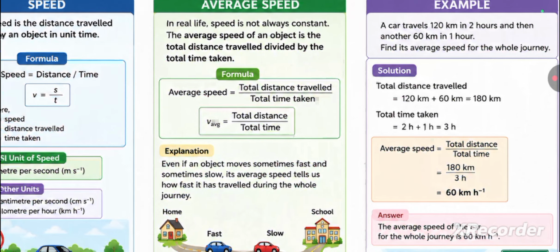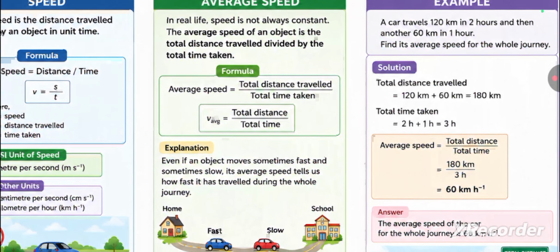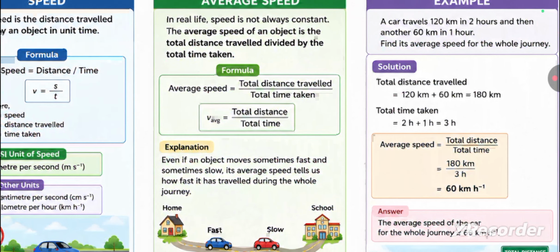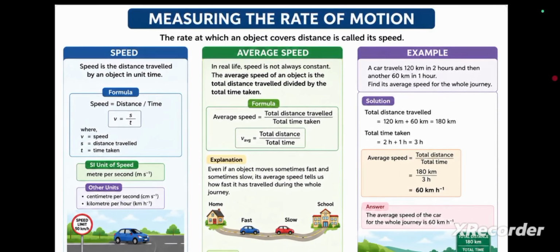Now, we have to write the formula of average speed. So average speed is equal to total distance by total time. That is equal to 180 by 3 hours. That is equal to 60 kilometers per hour. So the answer is, the average speed of the car for the whole journey is 60 kilometers per hour.